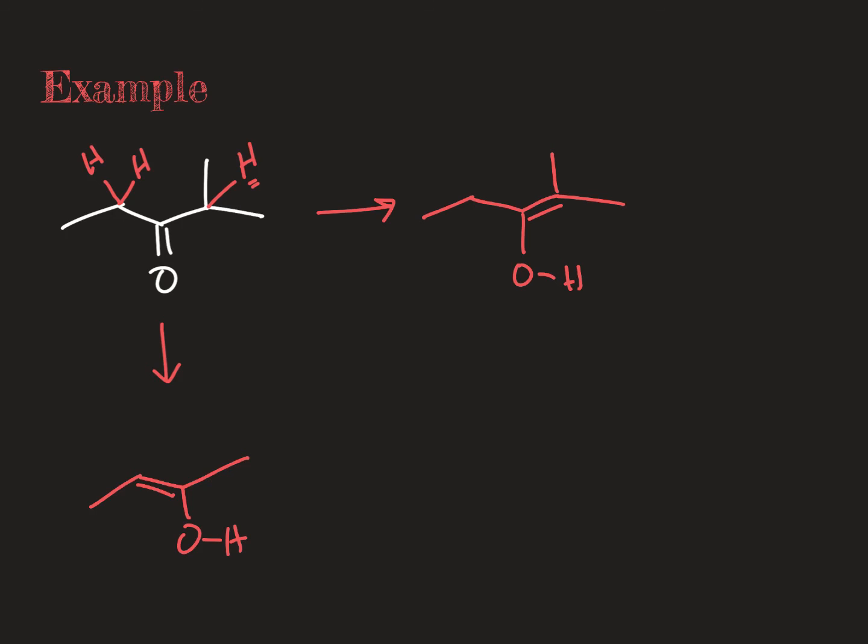The more substituted enol, or the more substituted double bond, is going to be favored. So that means this first one that I drew is going to be the major enol that is formed, and the other one will be minor. So again, the more substituted is the one that's more likely to form because more substituted double bonds are more stable.